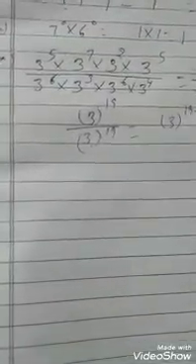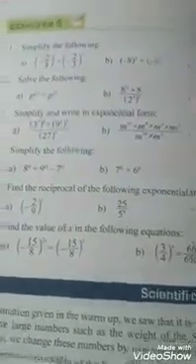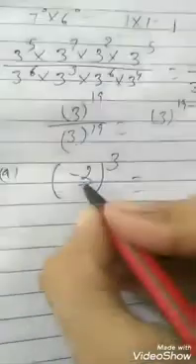Exercise 5.2, fifth sum. Find the reciprocal of the following exponential form. We have to find the reciprocal. Minus 2 by 9 raised to power 3 is given, and we know that in reciprocal the numerator becomes the denominator and the denominator becomes the numerator. Minus 2 by 9 will become minus 9 by 2 raised to power 3. Reciprocal is minus 9 by 2 raised to power 3.